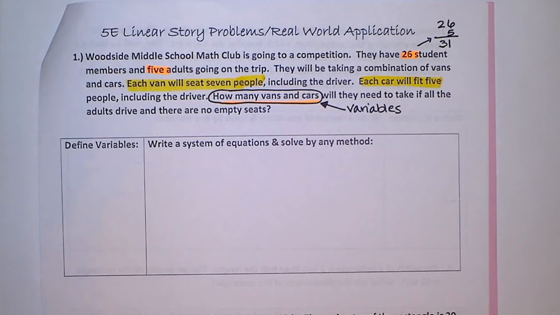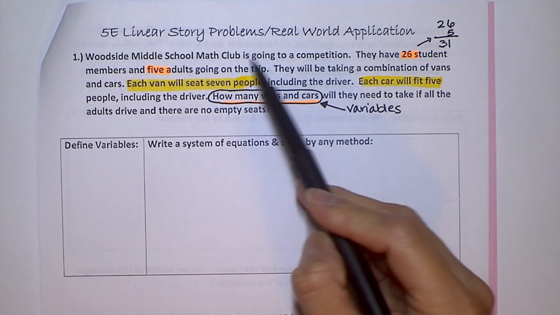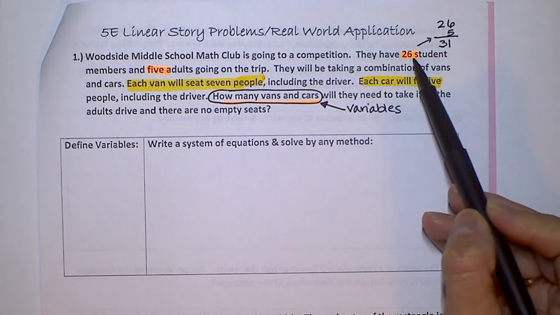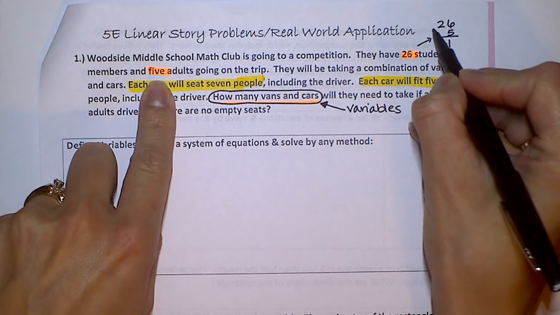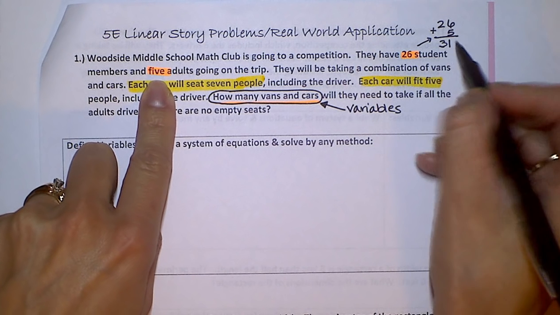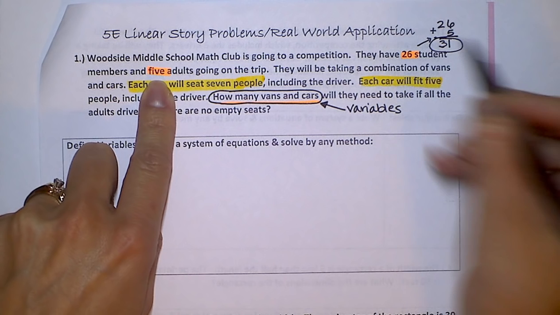Today we're going to be looking at how to solve story problems that involve real-world applications, and we're going to be using a system of linear equations to solve them. So first thing, Woodside Middle School Math Club is going to a competition. They have 26 student members and 5 adults. So over here I wrote 26 plus 5 equals 31 total people going on the trip.